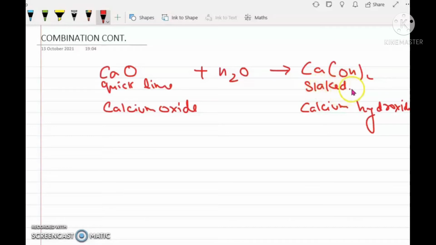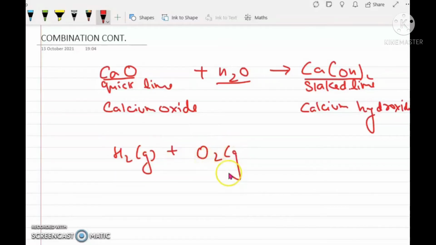So over here also you can see that two compounds are reacting to form one product. So this is also a case of combination reactions. Now you must also have come across a reaction where hydrogen gas reacts with oxygen gas to give rise to H2O, that is, water in the liquid form.